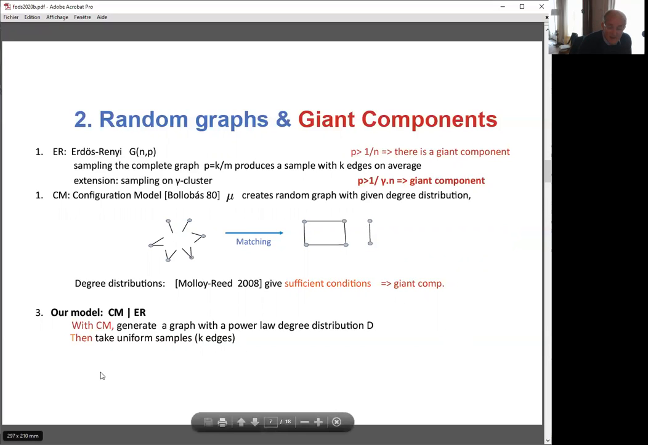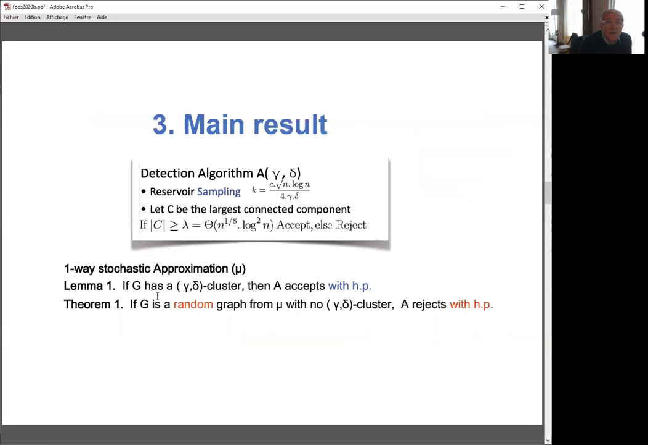So our model is the combination of these two previous models. First, we generate a graph that has a degree distribution with the configuration model, and then we sample uniformly, exactly like Erdős-Rényi. We combine the two, and we ask which conditions ensure that we have giant components. Here, very precisely, is the algorithm to detect the existence of a gamma delta cluster. K, of course, slightly depends on gamma delta. And then the threshold on the size of the giant component is this function, which is n to the 1/8.